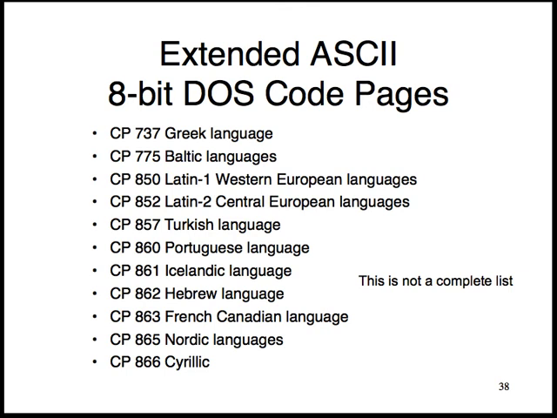So if something was coded in CP860 in Portuguese, but you were in Iceland opening the file expecting it to be in CP861, then some of the Portuguese characters might have been interpreted as Icelandic characters, and things went wrong. But we in the English-speaking world were happy out. Okay.